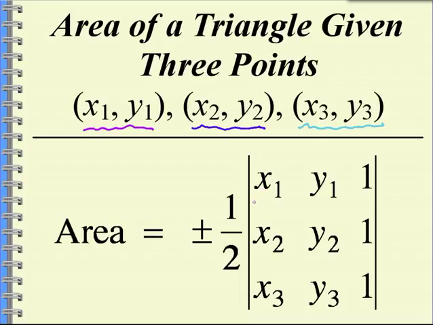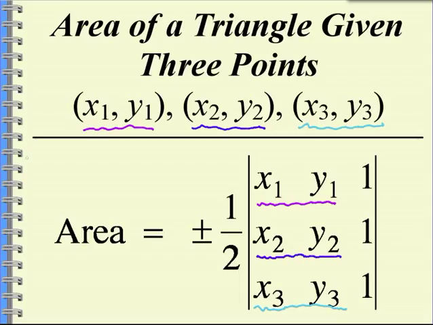And so notice, row 1 is going to deal with point 1. Since we need a 3 by 3, I'm going to just add the number 1 to the right. Row 2 will be point 2. Once again, you need to fill in, so you're going to add the number 1. And then row 3 is point 3. And then you're going to add the number 1.